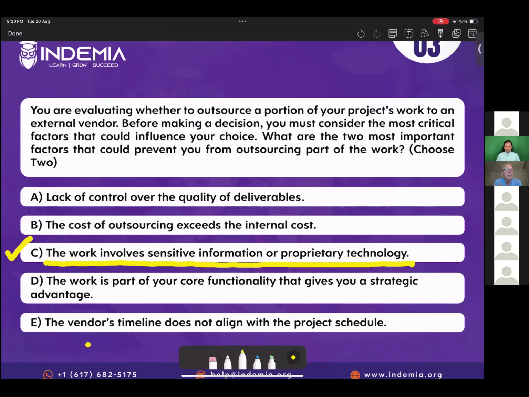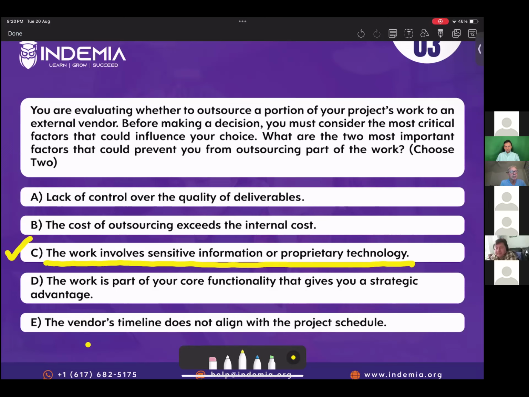Beth, you have chosen option B and D. Yep. I'm sorry, I would have done B and E. Cost and schedule are the things that stuck out to me. So I was going to do B and E. All right, B and E. Thank you. Right. Anton, you have chosen option B and E. Yeah, I've chosen the same option.